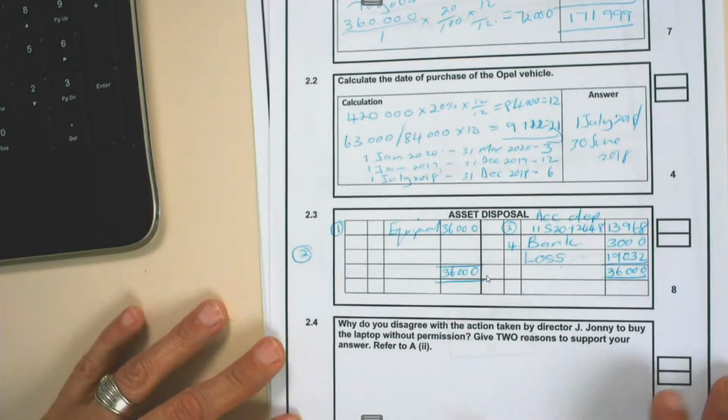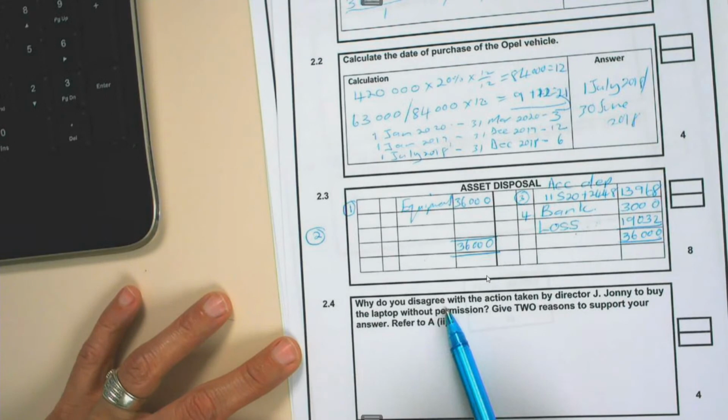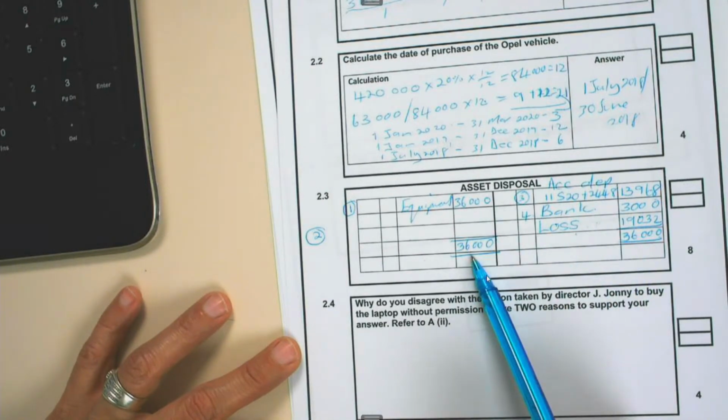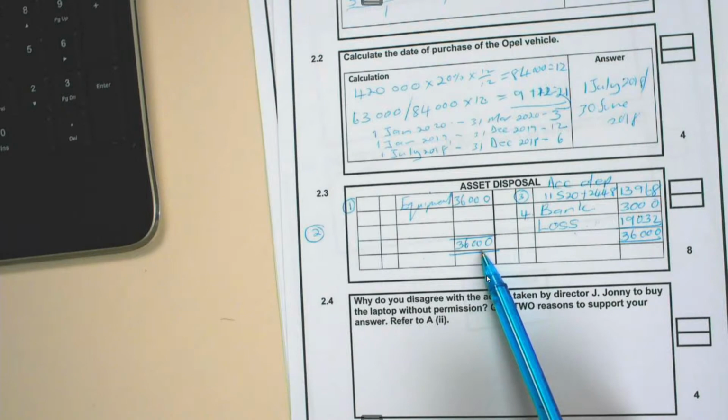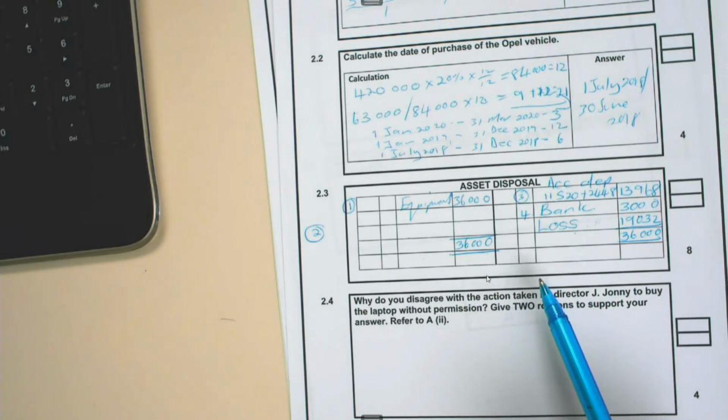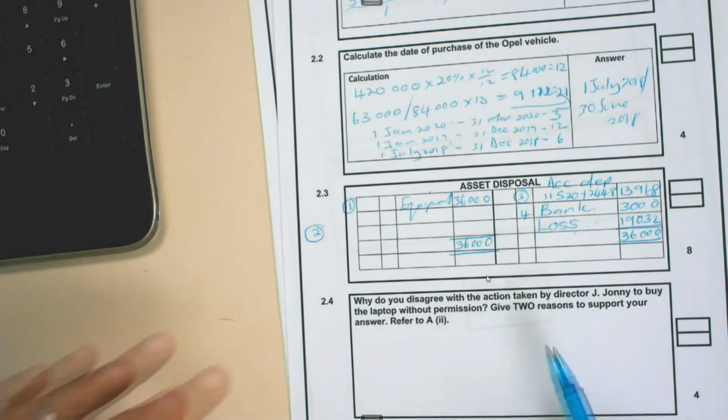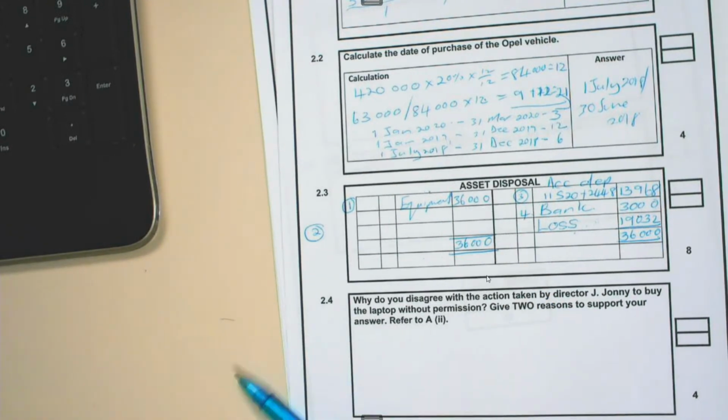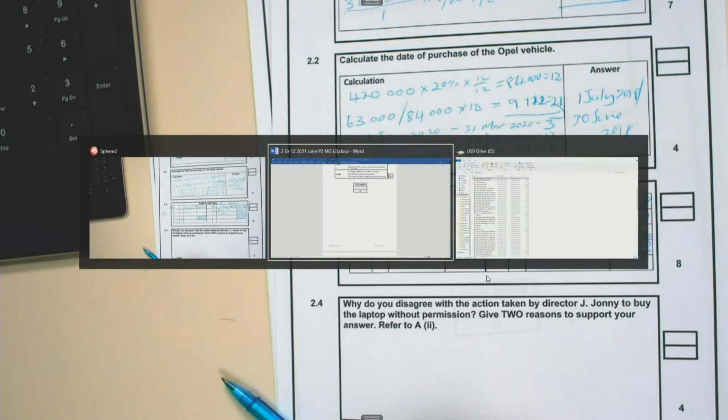Number 2.4. Why do you disagree with the action taken by Director J. Johnny to buy the laptop without permission? Bear in mind, J. Johnny bought this laptop for 3,000 Rand from the business without permission. Bear in mind that the business made a loss of 19,000 Rand on this laptop. What J. Johnny did was unethical. Give 2 reasons to support your answer. Let's just go back to our marking guide.